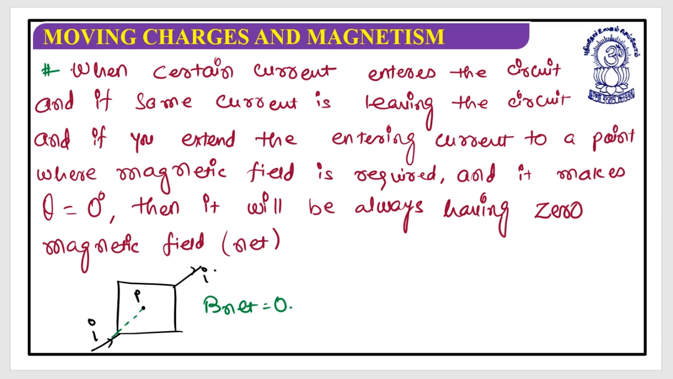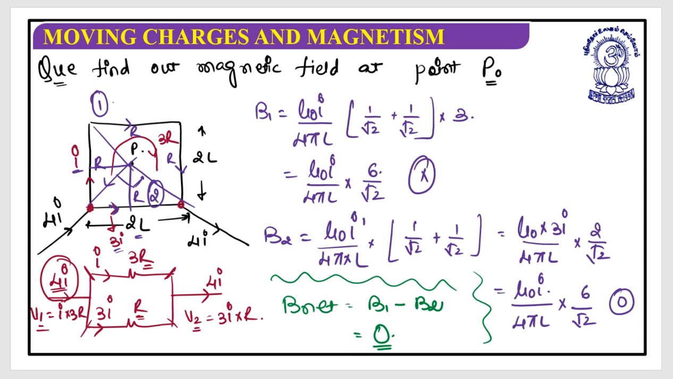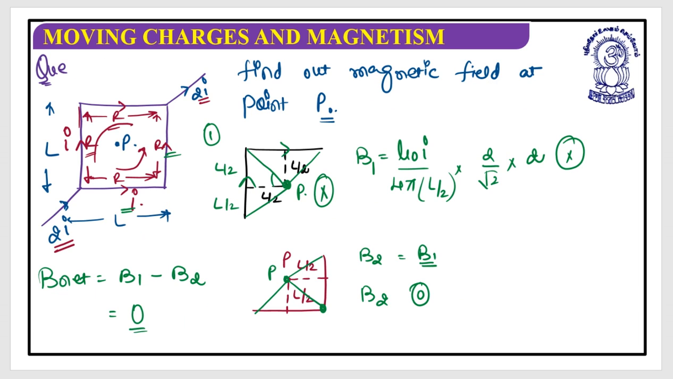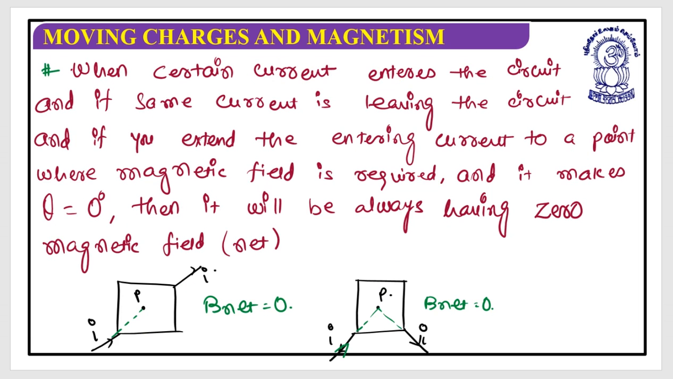Now in the second situation, the circuit was something like this. You require a point P here, that certain current is entering and the same current is leaving. That means I current has entered and I is leaving. So let's just try to extend it. This is entering. Yes, again in this case B net must be equal to 0. So no need to calculate what amount of current is flowing and leaving and everything. Yes, you must understand this.